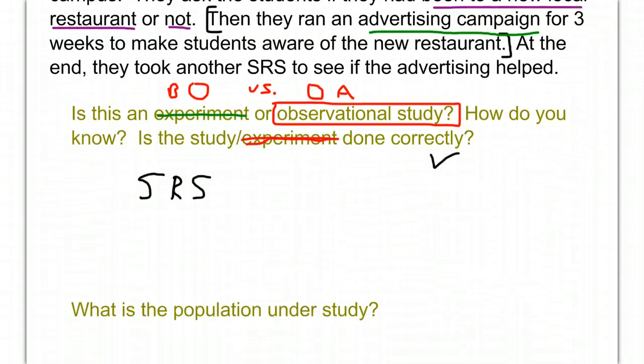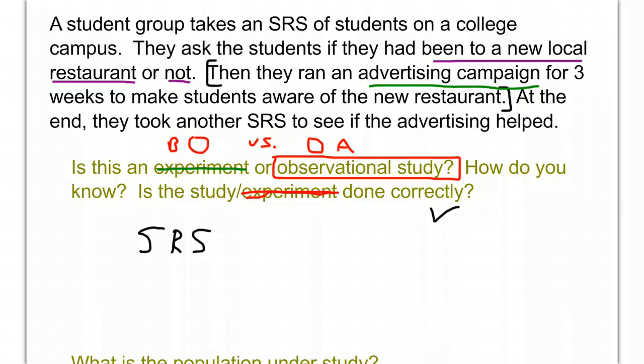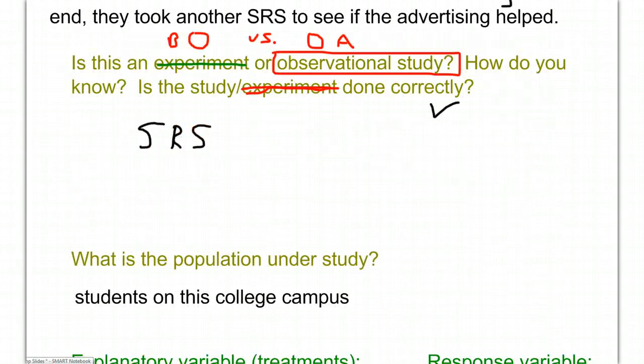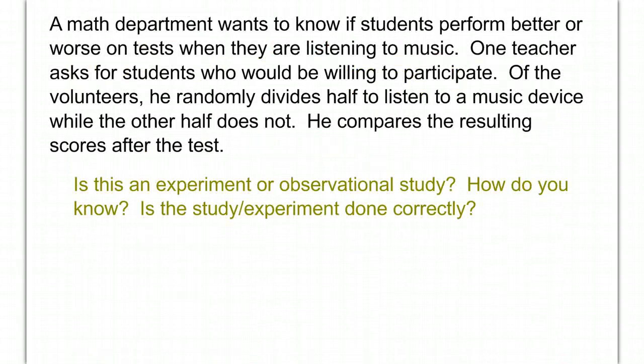Scroll down one more question. The population under study in this observational study here is the students on a college campus. So whatever college campus we are on, we're looking only at that campus. We are looking only at students, and that is our population under study. So let's go on to a second example.